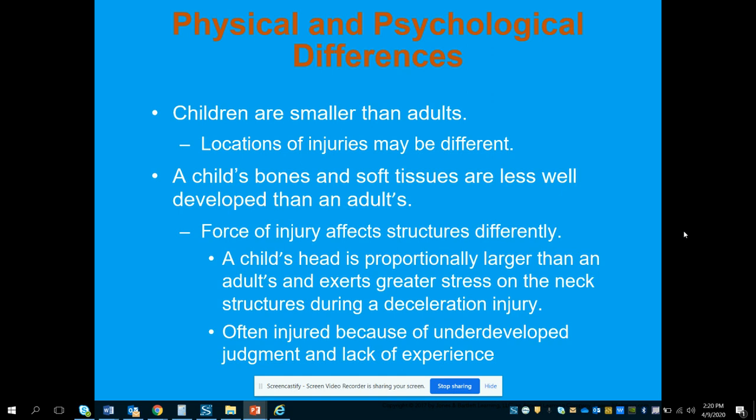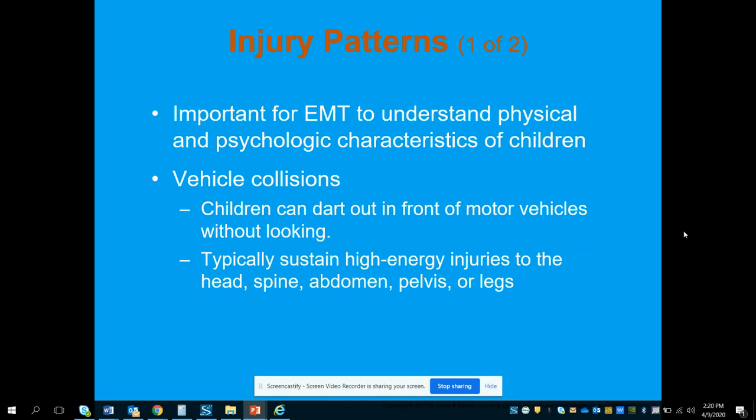So like we mentioned before, the child's head is going to be proportionately larger, making it very prone to injury, especially deceleration injuries, or if they were to fall into a body of water or even a small pool, just 1 to 2 inches of water could be enough to drown them if they fall face first and can't get back up due to the weight of that head.